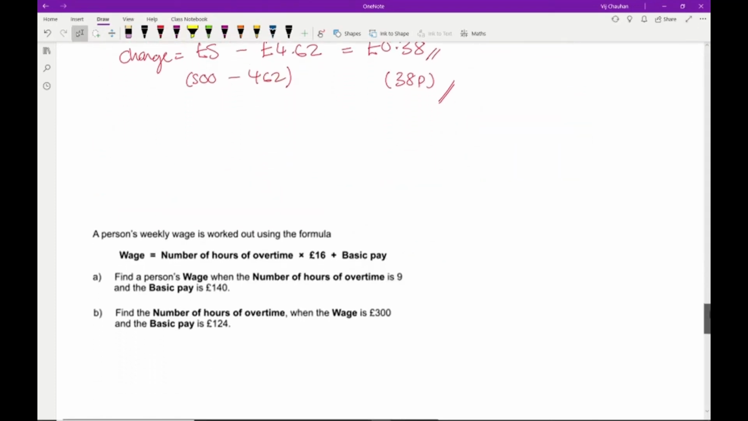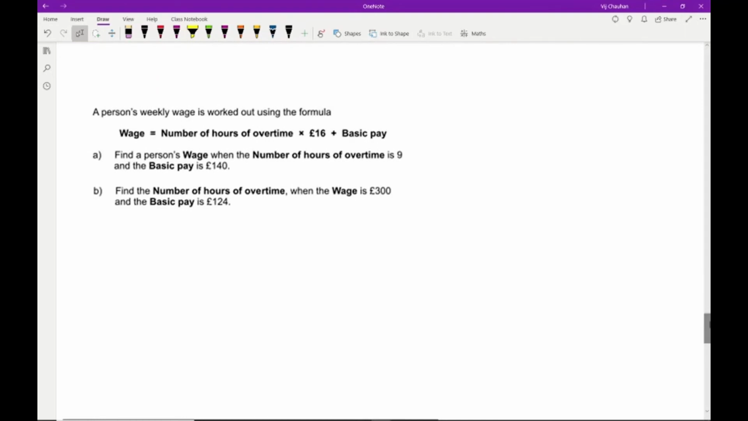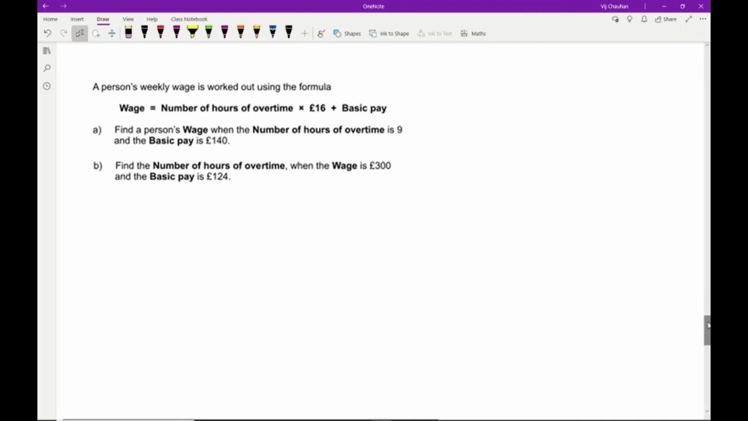So let's have a look at the next question. It says that a person's weekly wage is worked out using the following formula. The wage is equal to the number of hours of overtime times £16 plus their basic pay. So find the person's wage when the number of hours of overtime is 9 and the basic pay is 140. In this particular question we've got three things: the wage, the total number of hours of overtime, and the basic pay. So we've got two things that we need to enter to find out what the third thing is. So working with A, which I'll do over here.